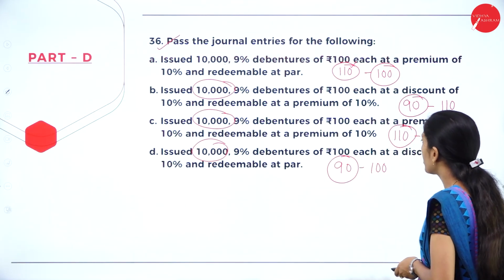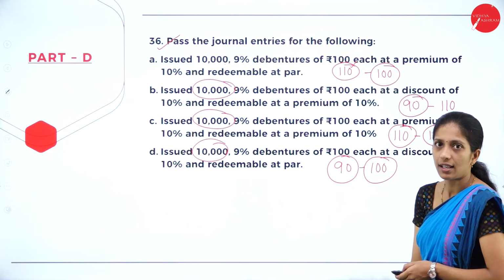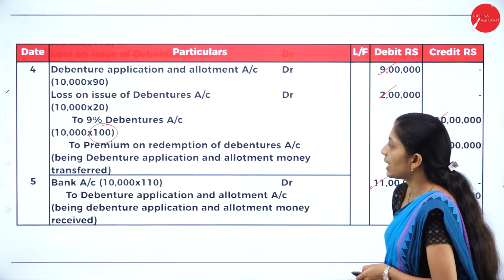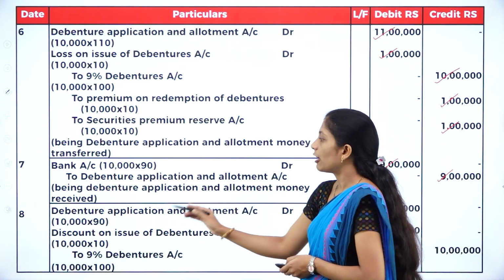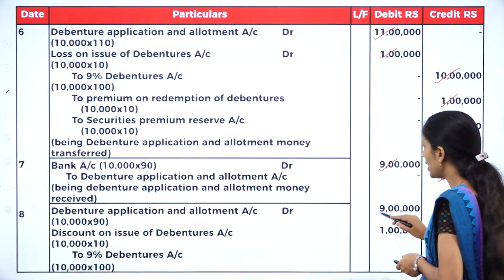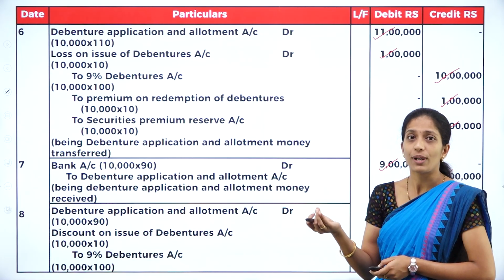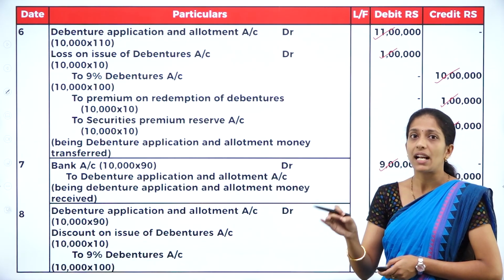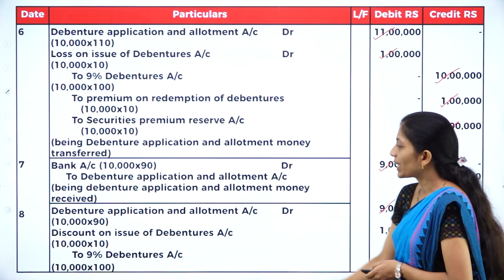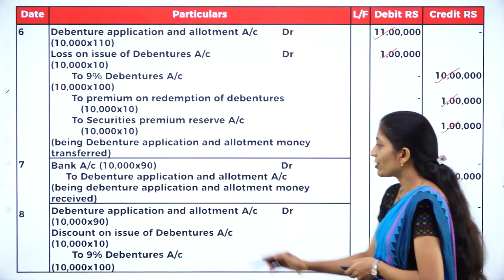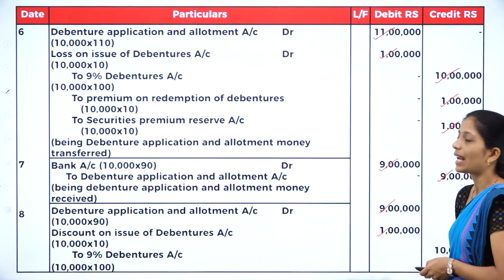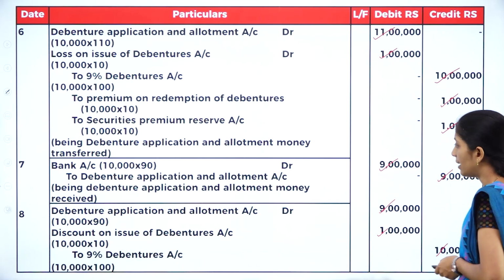But how did they redeem? So they have redeemed at par, correct? So what is the entry then? Debenture application and allotment account, 10,000 into 90, that is 9 lakh. We have redeemed and we have issued at a discount, no? But redeemed at par. So that discount has to be taken. Discount on issue of debentures, 10,000 into 10, to 9% debentures account, 10 lakh.